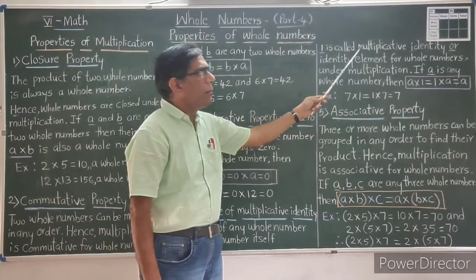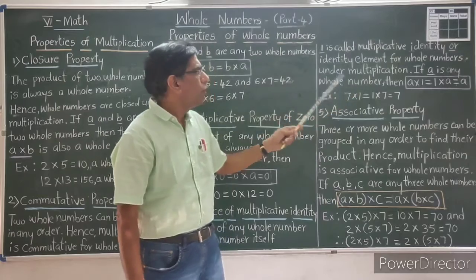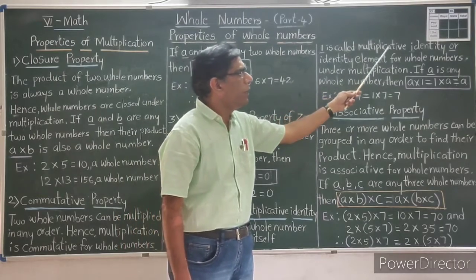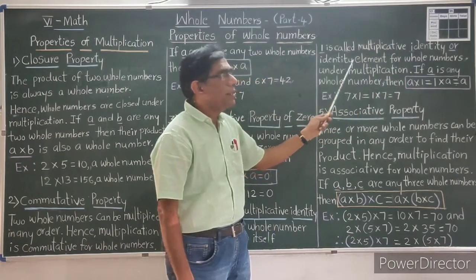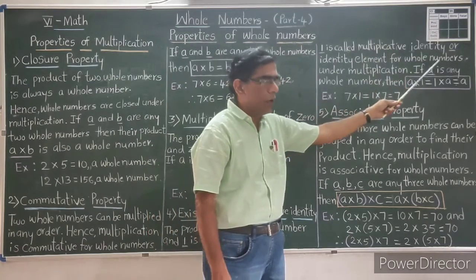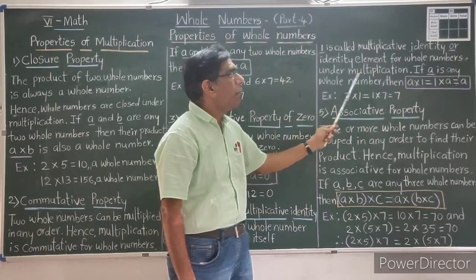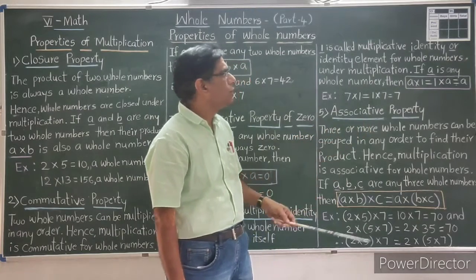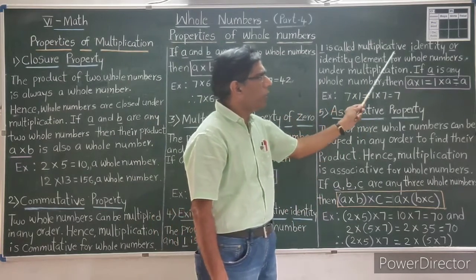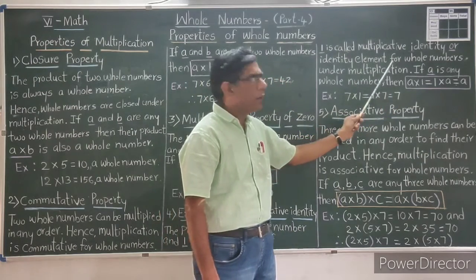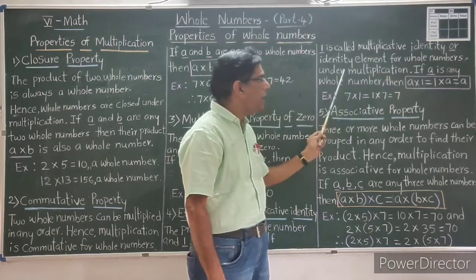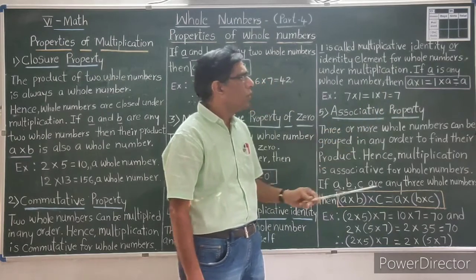1 is called multiplicative identity, or identity element for whole numbers under multiplication.